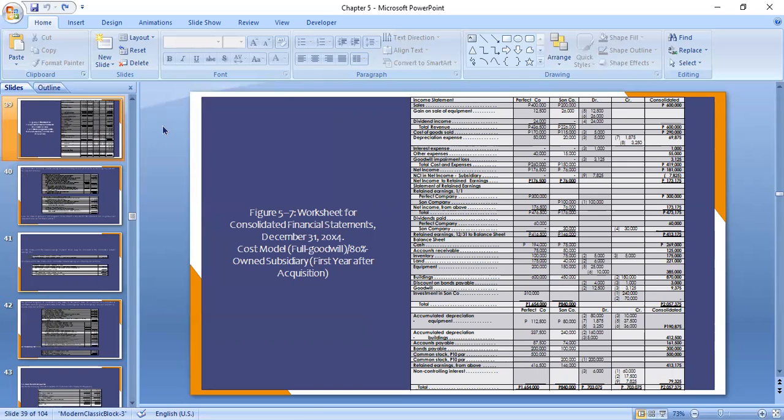Now we have the consolidation worksheet for consolidated financial statements at the end of 2024. The cost model of full goodwill, 80% on subsidiaries of the first year of acquisition. So we have now the 5-column worksheet, with the first column the parent, second column the subsidiary, then we have the debit and the credit sides for adjustments, and finally, the consolidated balances. So for the parent, initially it is 400,000. However, we have an adjustment, no?